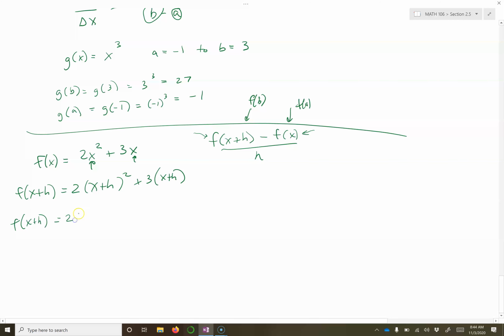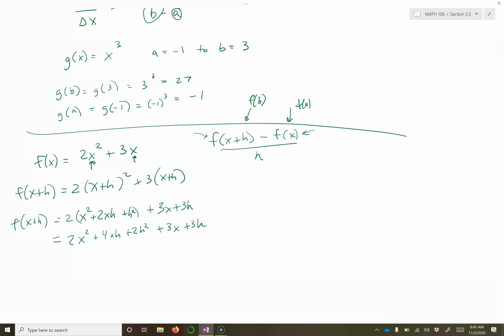All right, I'm going to leave the 2 here, and then I'm going to FOIL x plus h squared. You're going to get x squared plus 2xh plus h squared. And then again, distribute this 3, and then just distribute this 2. So it's going to look like this big, awful looking thing, and nothing cancels out. Okay, so you have all those terms there for f of x plus h.